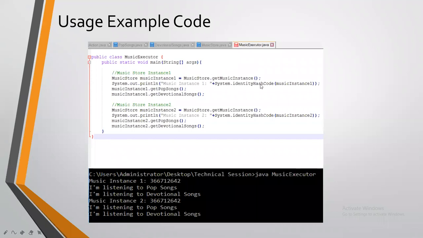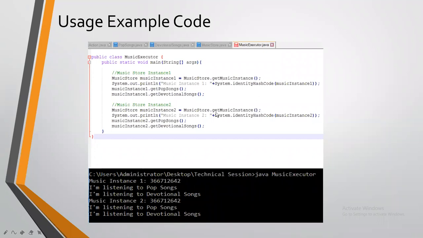This is the test class MusicExecutor. In the main method we will not be able to create an instance of the MusicStore class. We can only get its instance, because we made the constructor of the MusicStore class private. So MusicStore.getMusicInstance will return an instance of the MusicStore class. We can call this getMusicInstance with the class name MusicStore, because getMusicInstance is a static method.